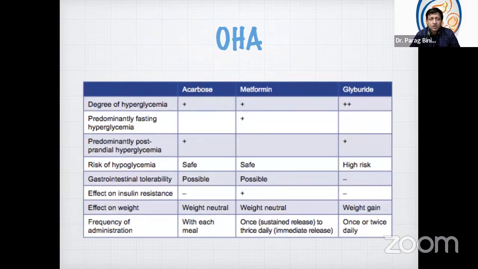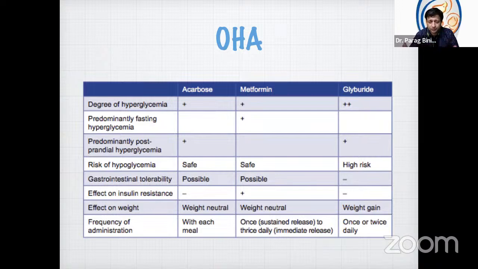So when we talk about oral hypoglycemic agents, of course, there are acarbose and glyburide which can be used for management of hyperglycemia in pregnancy. But what is found out is metformin does have an impact on the fasting hyperglycemia. It is safe. Gastrointestinal intolerability, there could be some issue. Some women may complain of loose motions. It does have an impact on the insulin resistance.